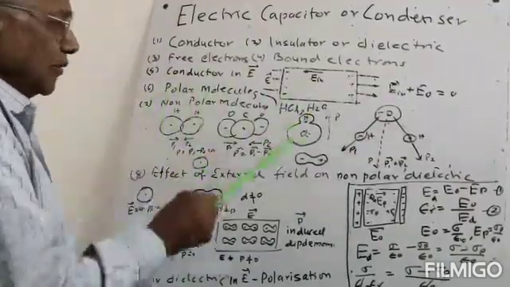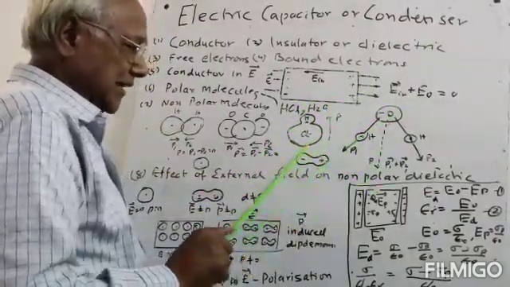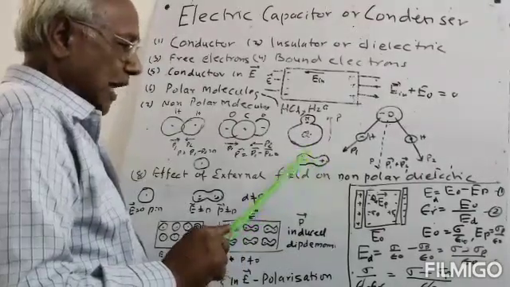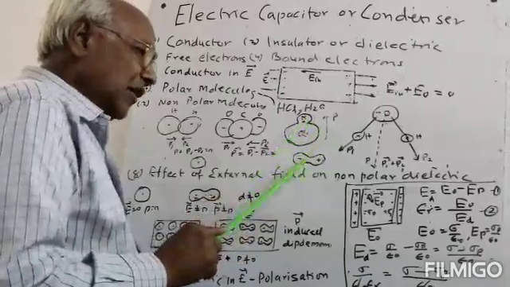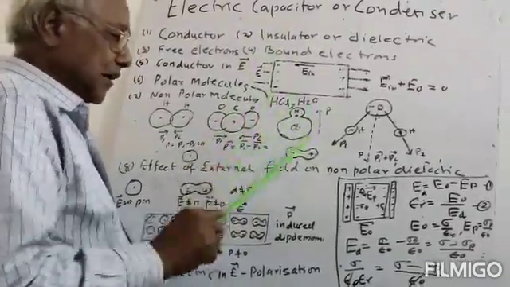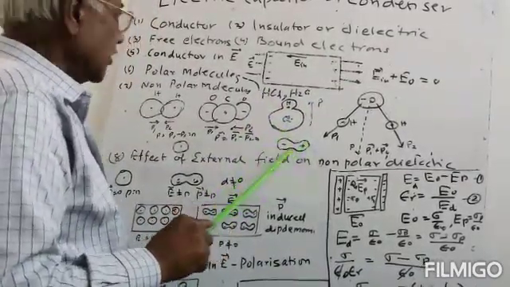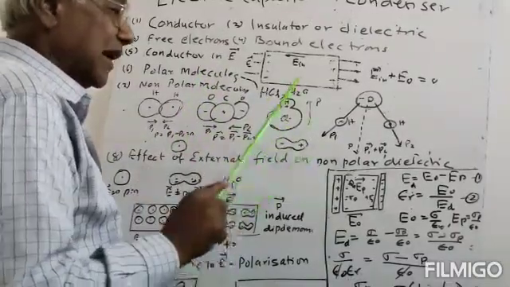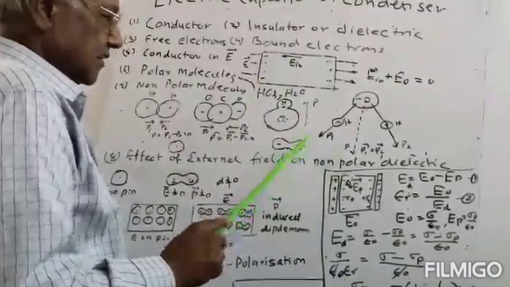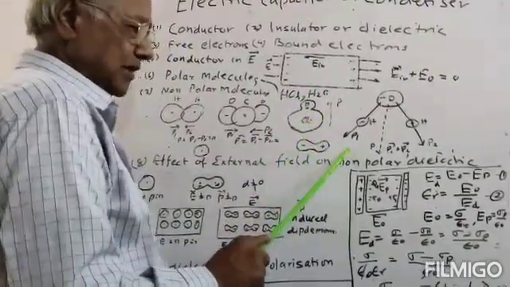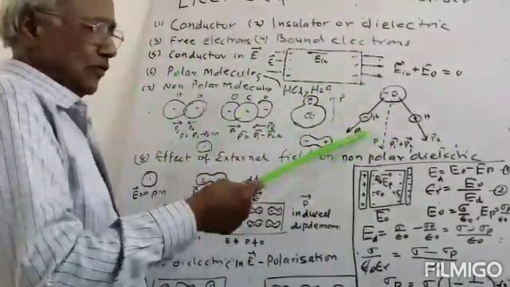Now in the case of polar molecules, since positive and negative are separated by a distance, we draw it like this. The dipole moment of this molecule will be in this direction. So the center of negative charge and the center of positive charge do not coincide in the case of polar molecules, and they will have a definite dipole moment. So this is the difference between polar and non-polar molecules.